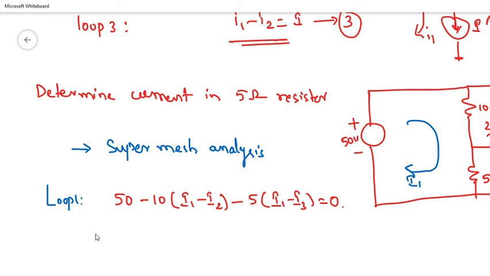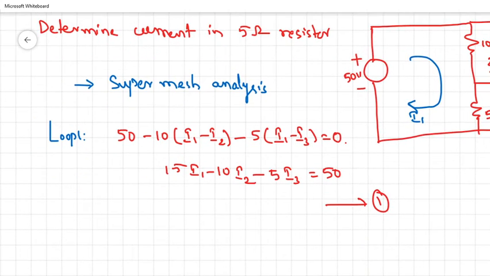When we simplify that, we get 15 I1 minus 10 I2 minus 5 I3 equals 50. Say this is equation 1, and then we have to write the loop 2 equation.